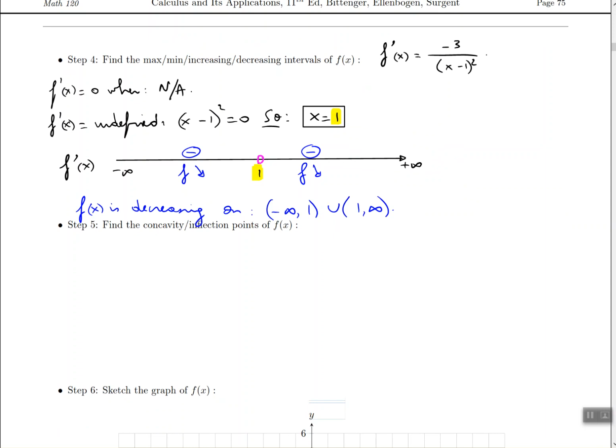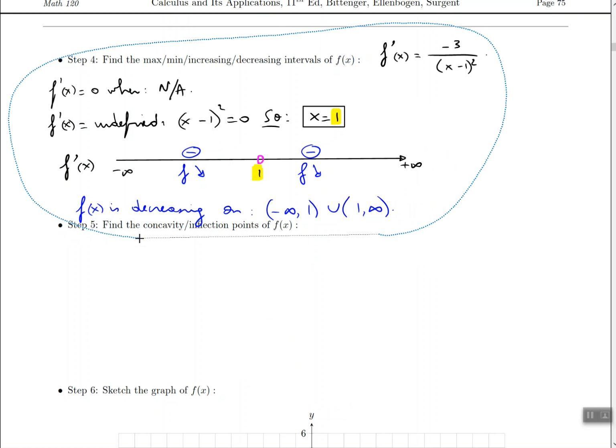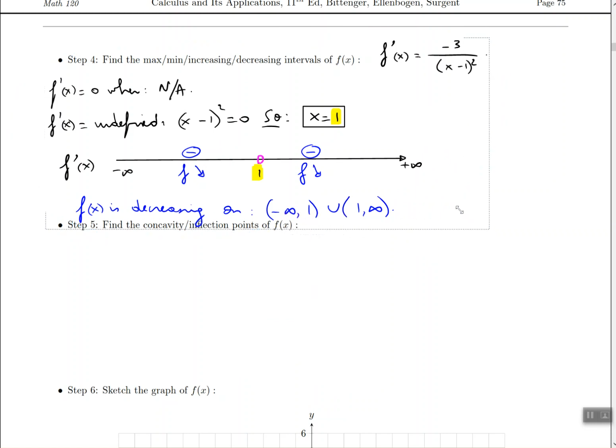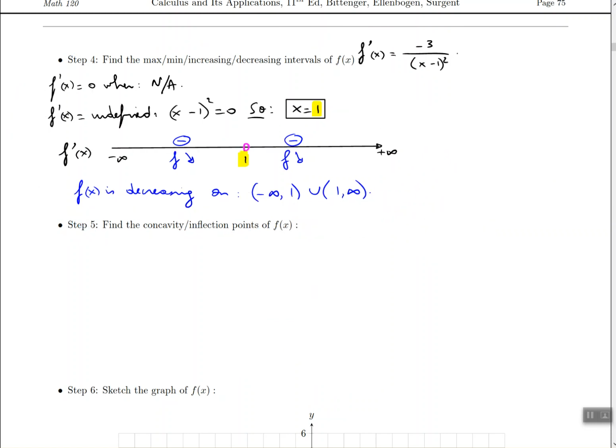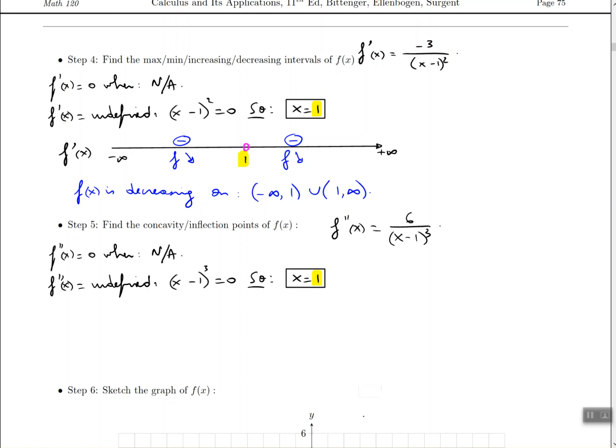So on to the next step, which is the inflection point step. In order to find the inflection points, I need to know the second derivative, and again, thankfully they gave me the second derivative. So what was the second derivative? It was equal to 6 divided by x minus 1 cubed. And again, let's find out what makes it 0 and what makes it undefined. There's no way on earth that the second derivative can be equal to 0 because of the 6, but it can be undefined when x is equal to 1.